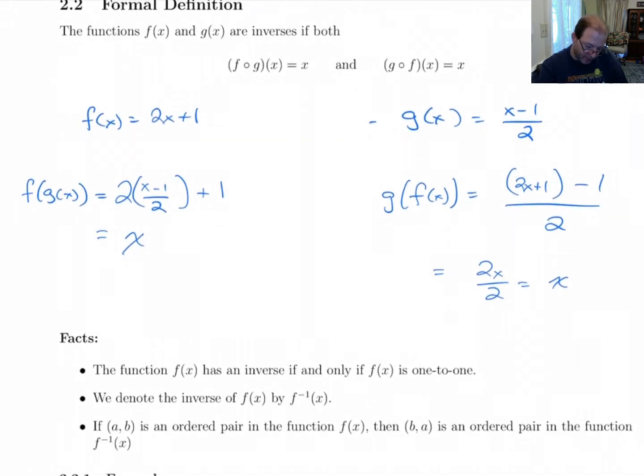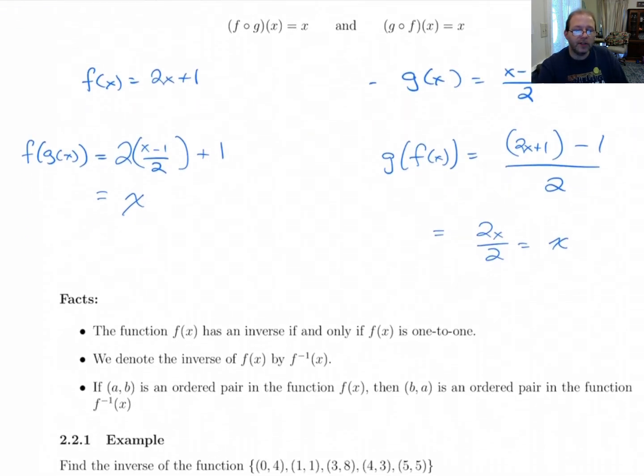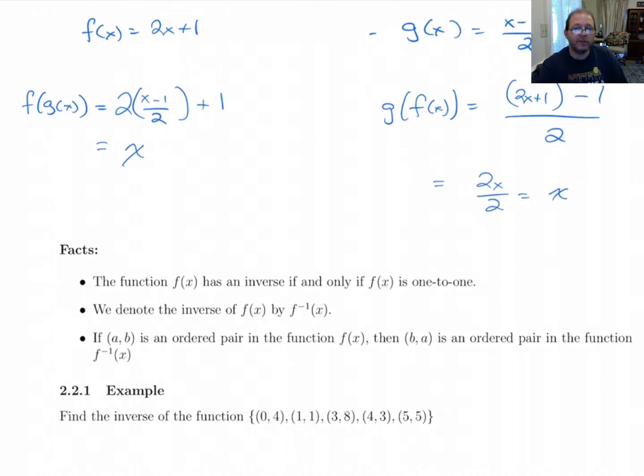So some fun facts about inverse functions. A function f of x has an inverse if and only if it's 1 to 1. And we'll see more about that in a minute. We denote the inverse by this notation here, f raised to the negative 1 of x. Please don't confuse this with being the reciprocal. I guess in computer science you'd call that overloaded notation. You've got one notation that means two different things. But when you see a negative 1 on a function, it means the inverse function, not the reciprocal.